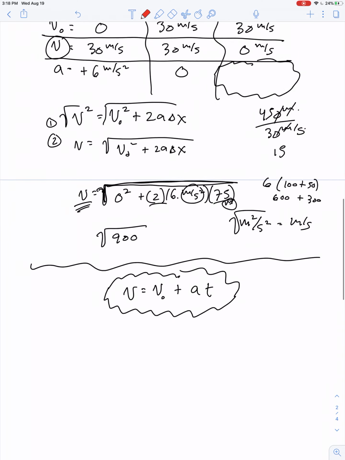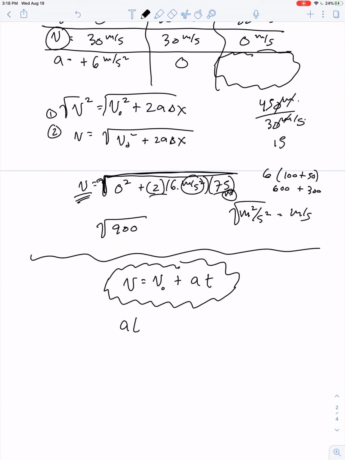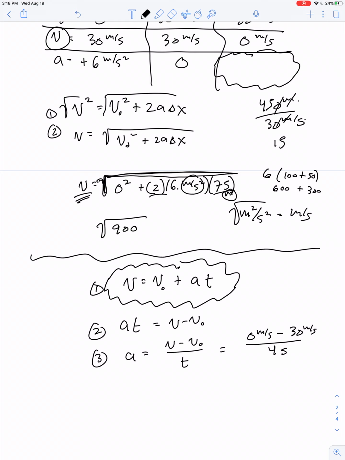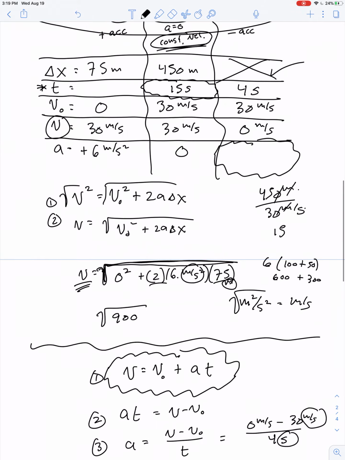Anyway, if we're trying to find the acceleration, then we need to do the algebra. So step 1, step 2, AT equals V minus V naught. Step 3, A equals V minus V naught divided by T. So this is equal to 0 meters per second minus 30 meters per second divided by 4 seconds, which gives us an acceleration of negative 7.5, and then the units are meters per second squared.